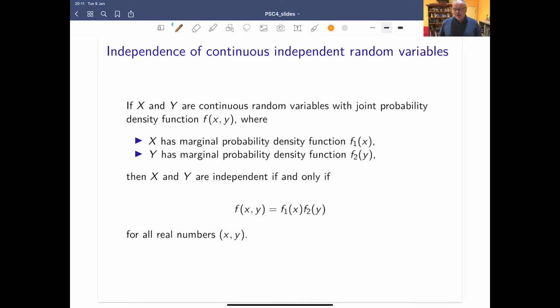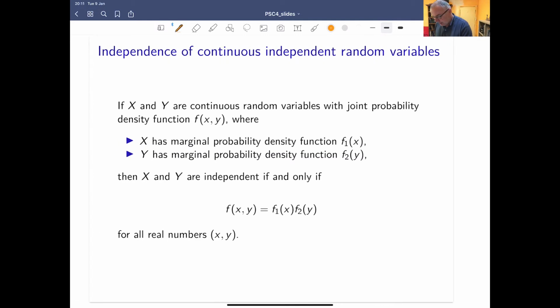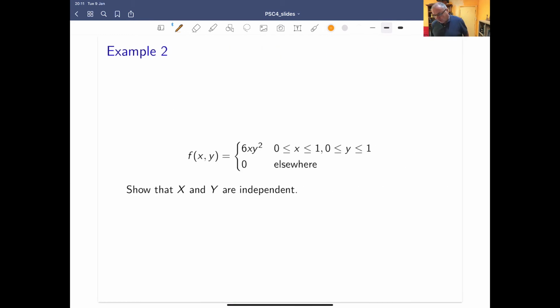And X and Y are independent if and only if you can write the joint probability density function as the product of the individual marginal distribution functions. So we're going to have two examples. The first example where they will be independent, and the second one where they're dependent, so you can see both. So let's start with the case where we have independent.